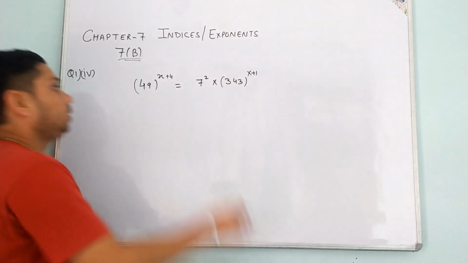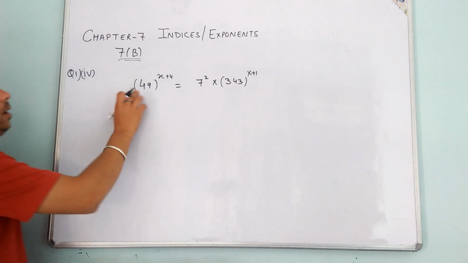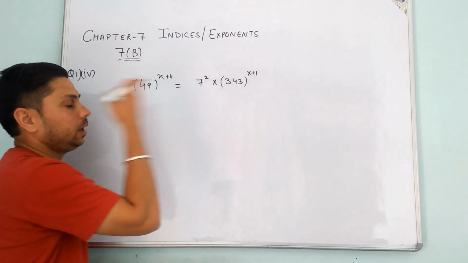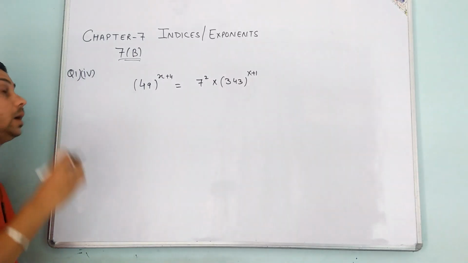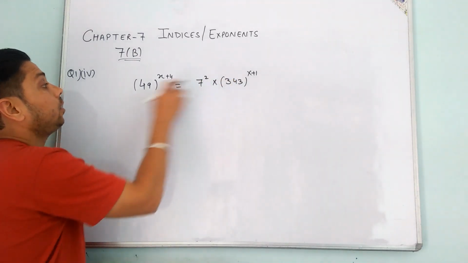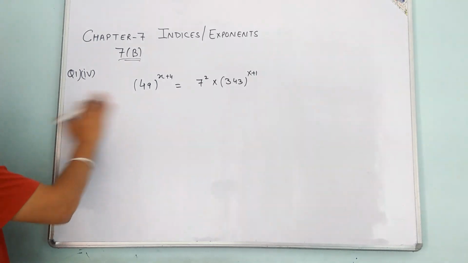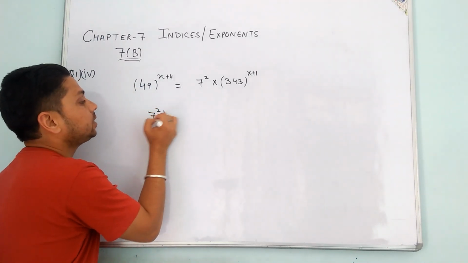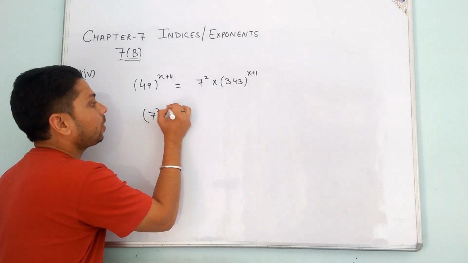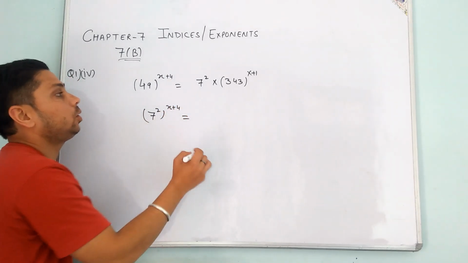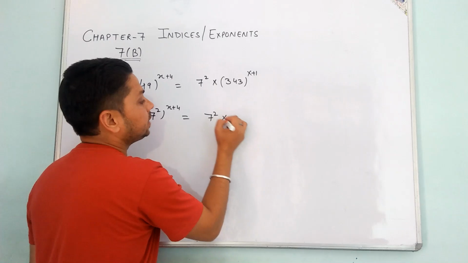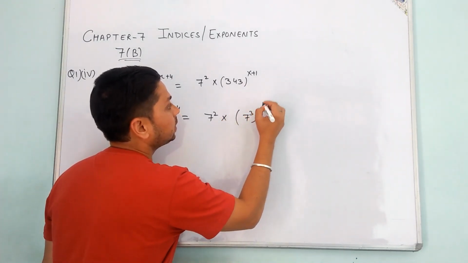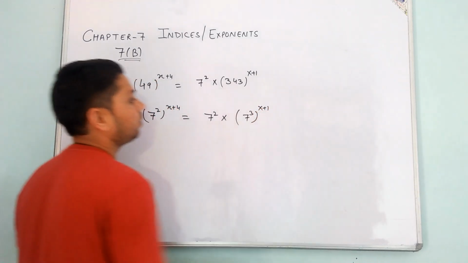Now, look at the condition here. What is given? 49, 7, 343. If you observe this, 7 is common in all these terms. Now reduce the terms into base 7. That is 7 square is 49, so 49 raised to power x plus 4 is equal to 7 square as it is, then 343, 7 cube is 343, raised to power x plus 1.